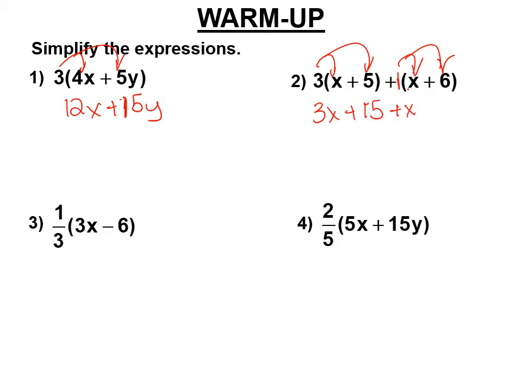So 1 times x is x. 1 times 6 is 6. But we have like terms, right? So we have to combine them. 3x plus x is 4x. 15 plus 6 is 21. So this is 4x plus 21.